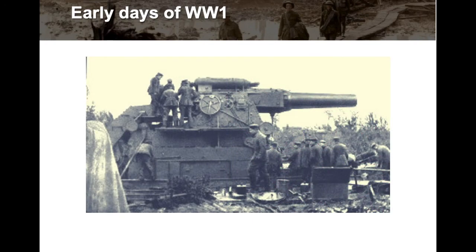There's a picture of Big Bertha, one of them. Just see how many men it takes to operate this thing. It's on a railway, to set it up. I mean, just a huge gun, the hole in this barrel is 16.5 inches across. So just a huge gun.